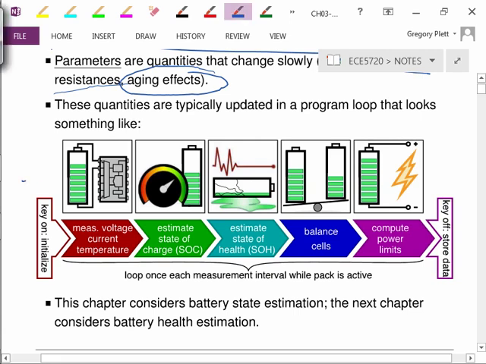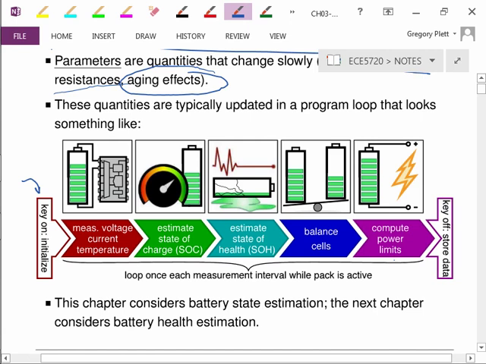When we turn the battery pack on, I use the term key on because I'm thinking of an automotive application, but that's not necessarily the case. We will initialize our algorithms, and then we will enter a program loop which comprises all of these steps that are outlined. And we will do one of each of these per measurement interval.